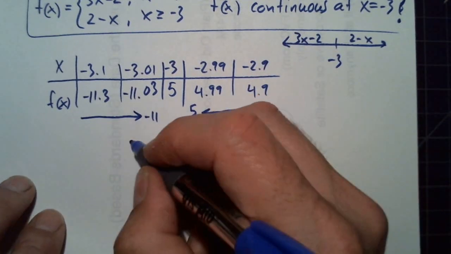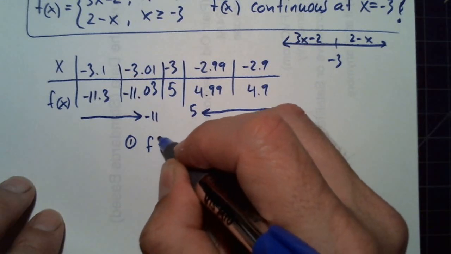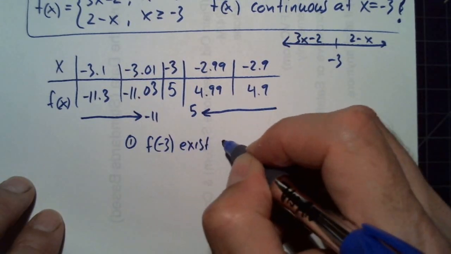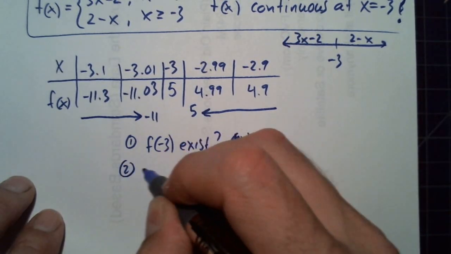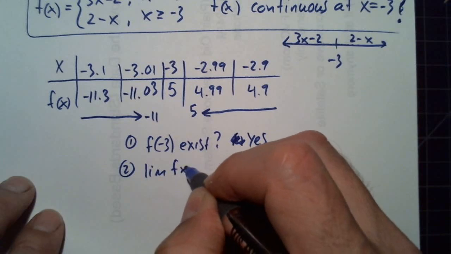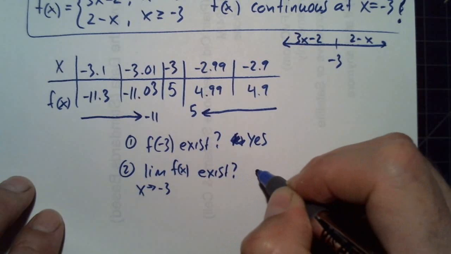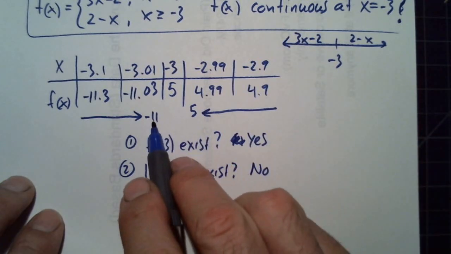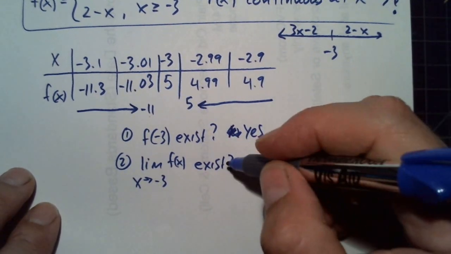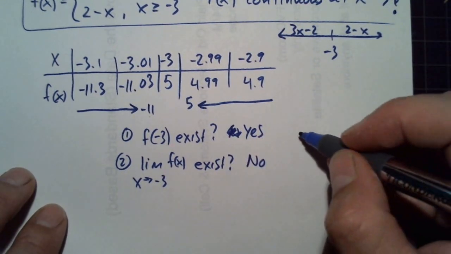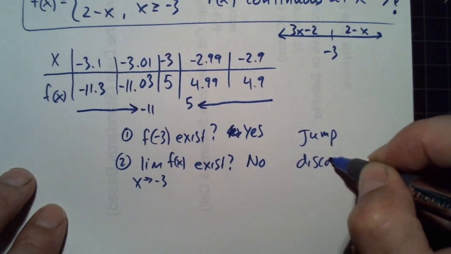So now we go through the list. Does f of negative 3 exist? Yes. Does the limit of f as x goes to negative 3 exist? No. Here the limit doesn't exist because it's going to 2 different values. So when the limit doesn't exist, we'll say that there's a jump discontinuity.